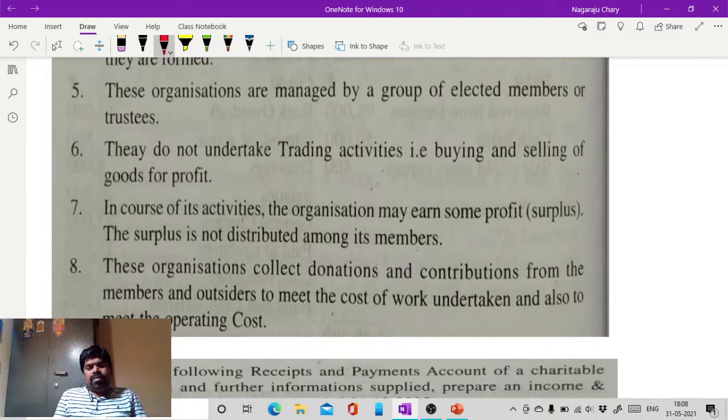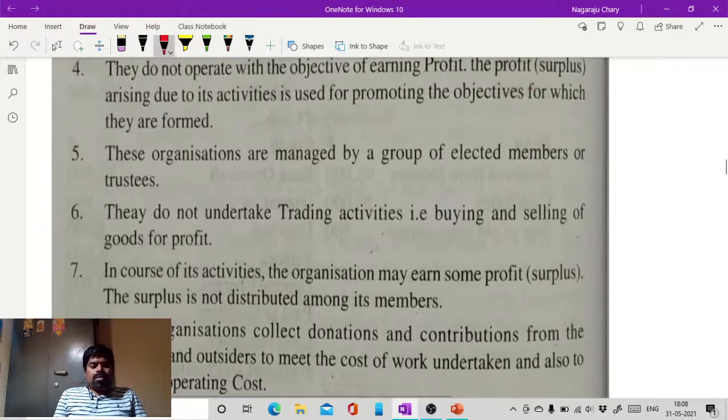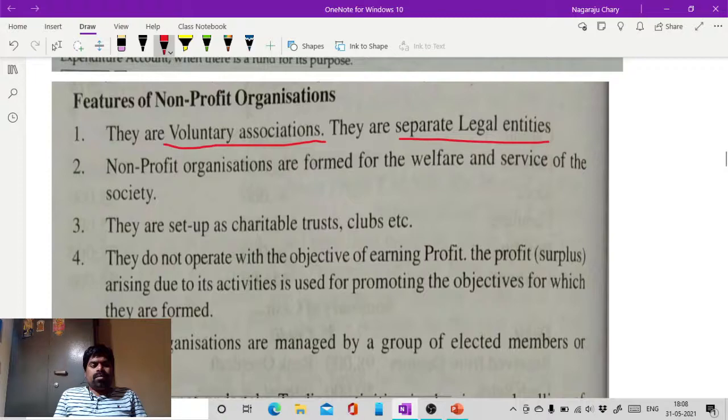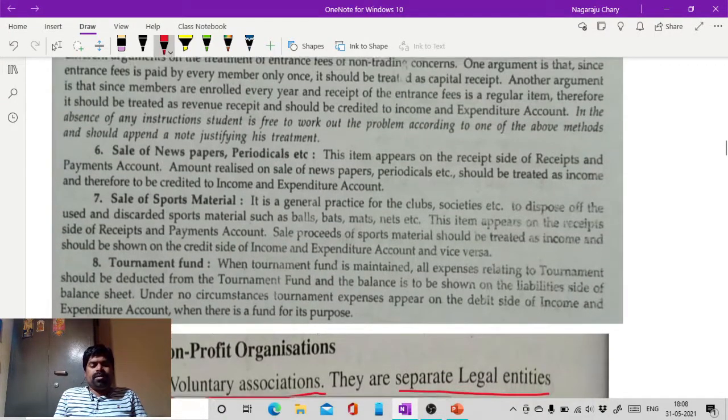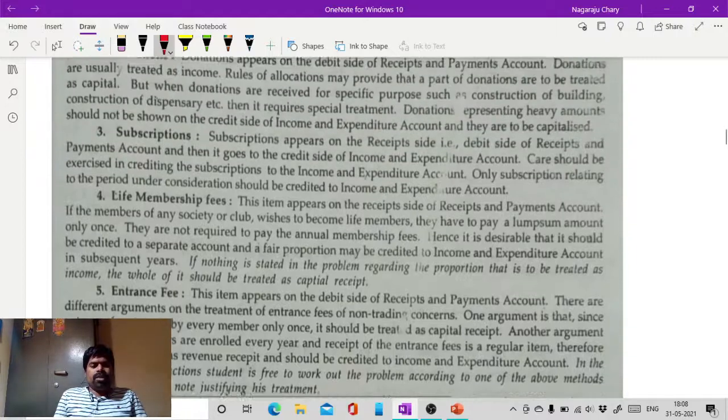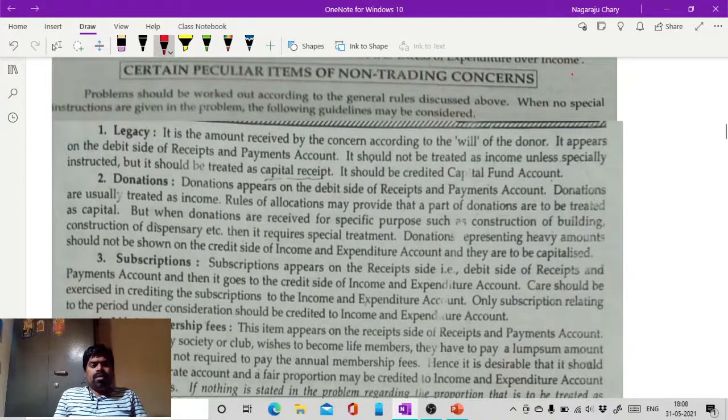Funds raised from the members, the non-members, and government or agencies. So these are the special features that have to be considered in this type of organization. Next one, particular items, special items. Special items have to be considered here.